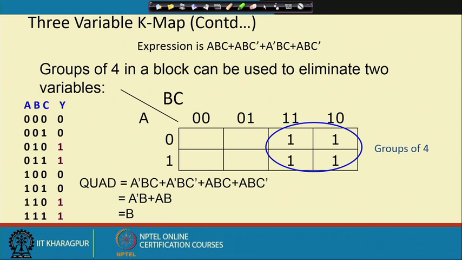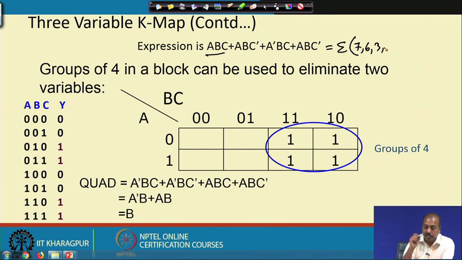Okay. Next we will see another example. Suppose we have an expression like A B C plus A B C bar plus A bar B C plus A B C bar. In the index notation, A B C is 7. Then A B C bar is 6. Then A bar B C is 3, and A B C bar is written twice.